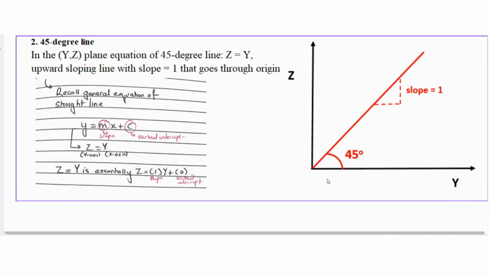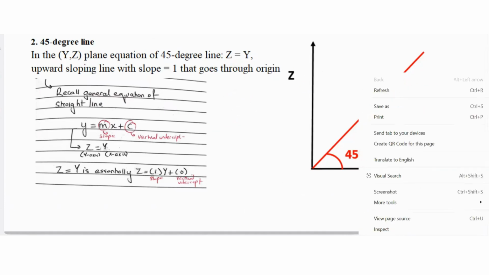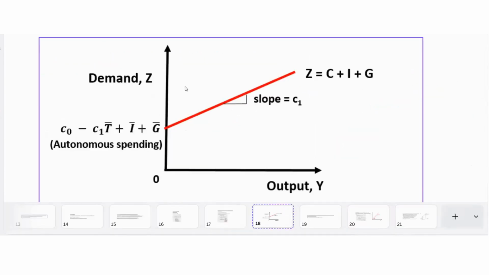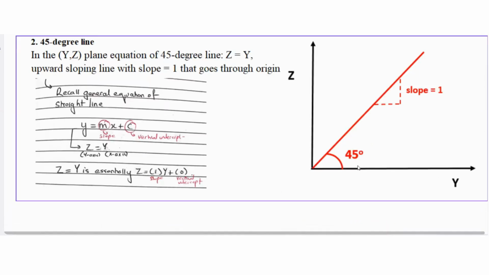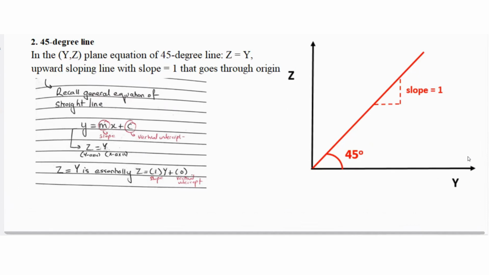So now we want to look at the second main component of our model, which is the 45-degree line, in the YZ plane. Why are we looking at the YZ plane? Because when we plotted the demand schedule, we also made it in the YZ plane, with Z on the vertical axis and Y on the horizontal axis. In our YZ plane, the equation of the 45-degree line is Z equals Y. The equation of this line is such that the value of the variable on the vertical axis is equal to the value of the variable on the horizontal axis.